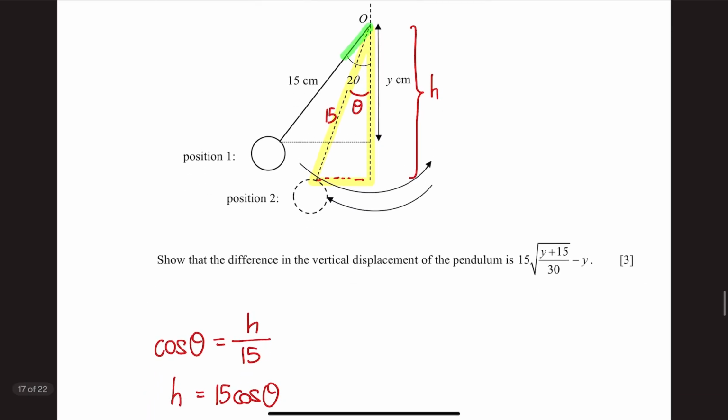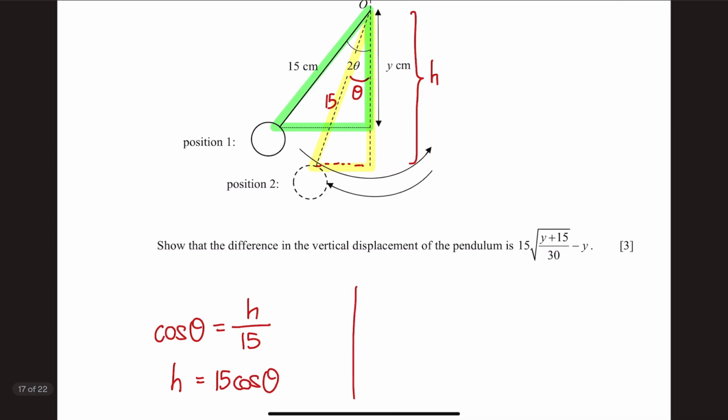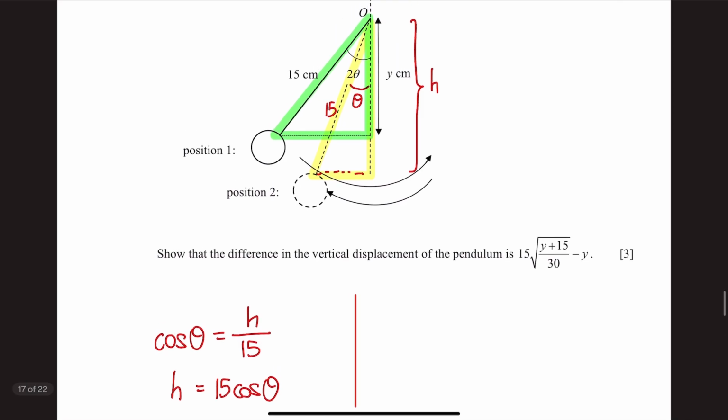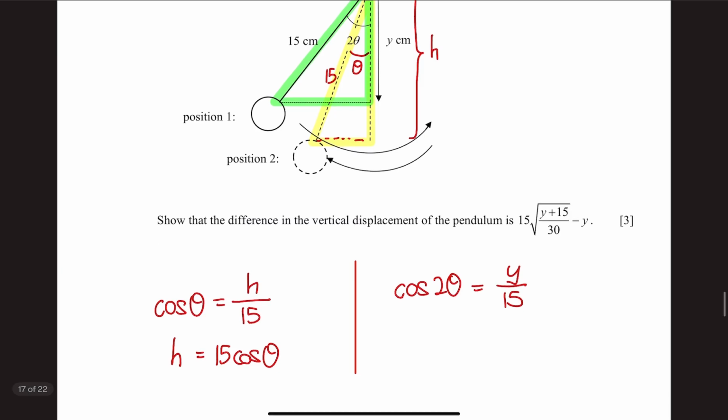Okay. In the other triangle now, let's look at the other triangle I can form. The other right angled triangle is this green color right angled triangle over here. In this green color triangle, I can also form another relation based on the right angled triangle. Cosine 2 theta, this angle over here, is equal to the adjacent y over 15. So this means that y is equal to 15 cosine 2 theta.